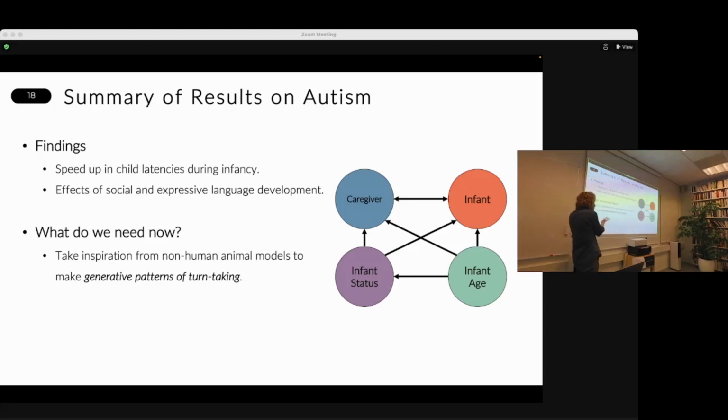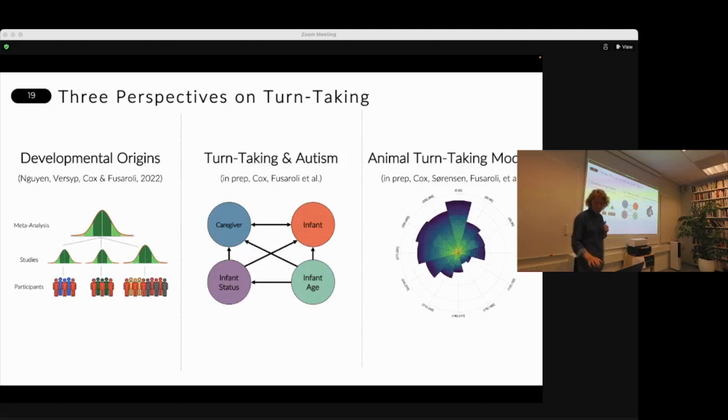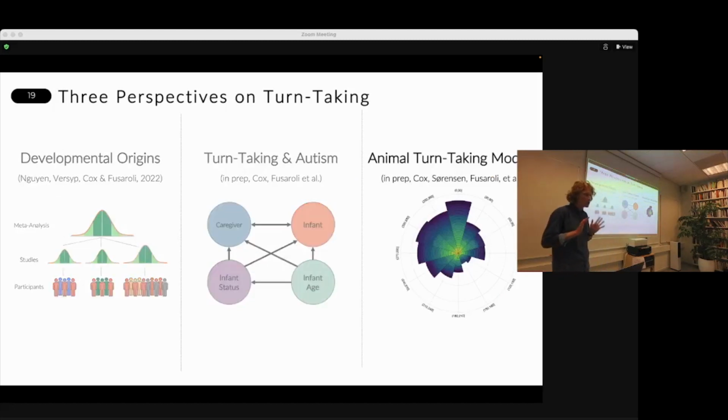One of the ways to do this is to look at animal models, or non-human animal models at least. Because right now we've been dealing with the cognitive mechanisms involved in the development of turn-taking, right? But the generative mechanisms we've sort of set aside. We're not sure how the patterns of turn-taking actually come into play through interactive processes. So that's what we were interested in doing. We've said that what we need now is this interdisciplinary cross-pollination. We can use insights from animal models to look at how the structure of turn-taking can take place in humans as well. So now we're turning from the more cognitive mechanism aspects of turn-taking to the generative mechanisms.